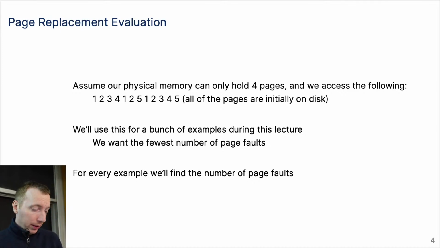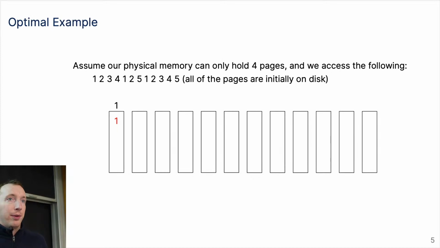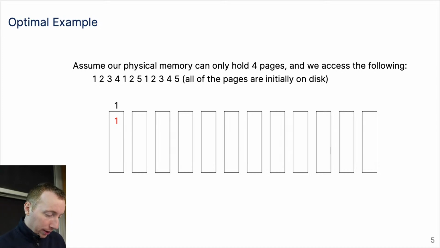So this is what we'll use for all of our examples, and our goal here is we want the fewest number of page faults when we do all these accesses. So for every example, at the end of the day, we're just going to record the number of page faults we have, and we'll be recording when they happen. So let's go through a little example just to get our feet wet, and we will do the optimal example for all these accesses. So these are all our accesses. We access page 1, 2, 3, 4, 1, 2, 5, 1, 2, 3, 4, 5.